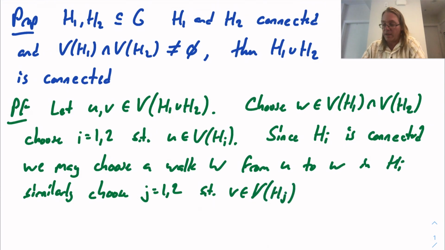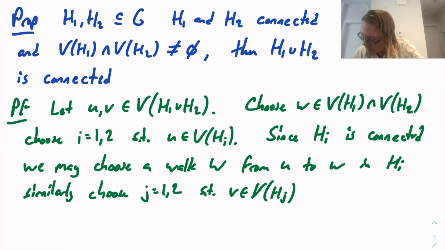Right? I don't know if that J is going to be 1 or 2, but it's not going to matter for the purpose of this argument. That vertex V exists, it's in the union, it's in V of H1 union H2. So it's a vertex of the union. That means it's either a vertex of the first one or it's a vertex of the second one. It's either a vertex in V of H1 or it's a vertex in V of H2. So I can choose a J value, J equal 1 or 2, so that V is in the graph H sub J. Now, similarly, W is going to be in H sub J.